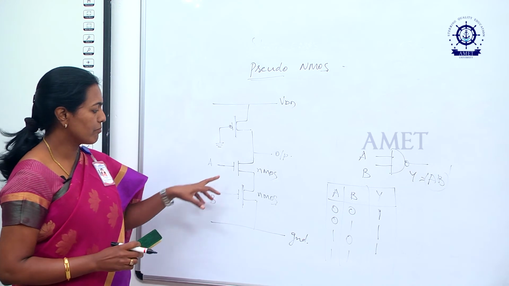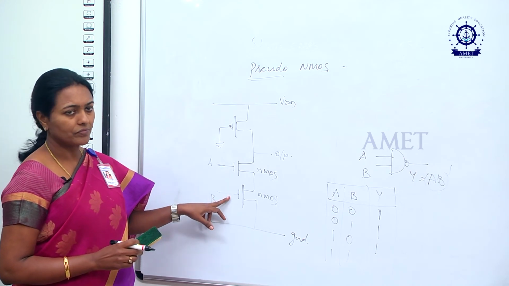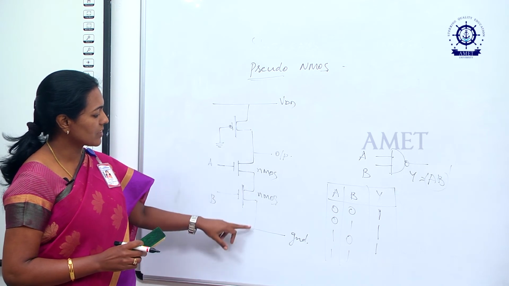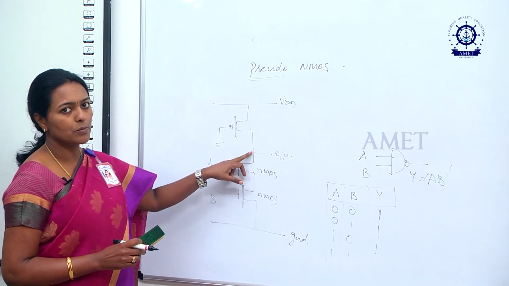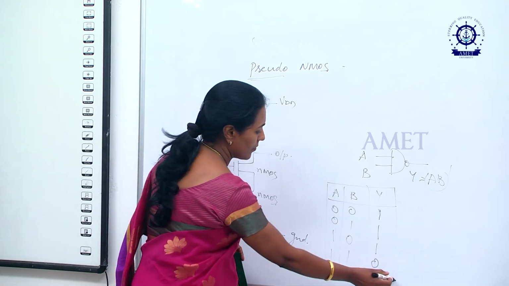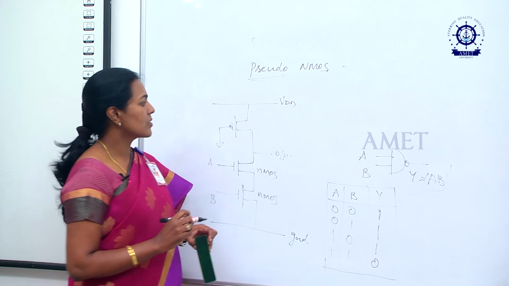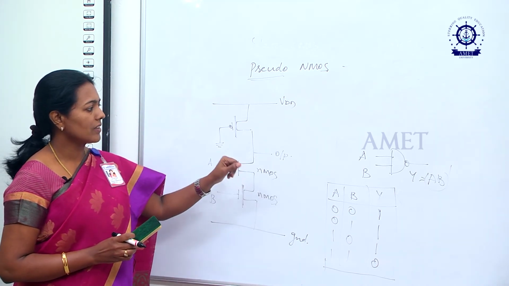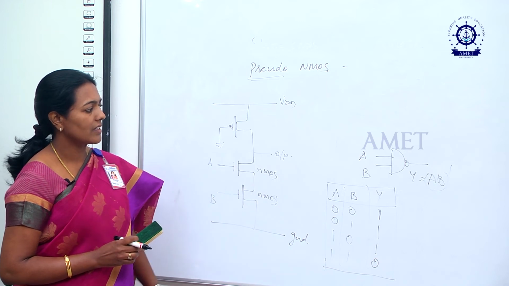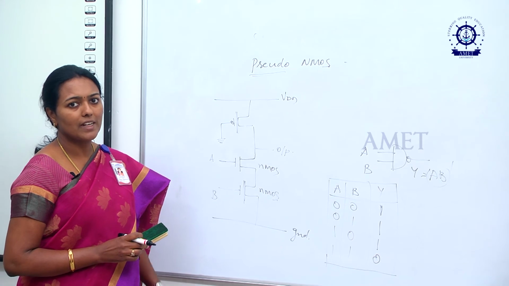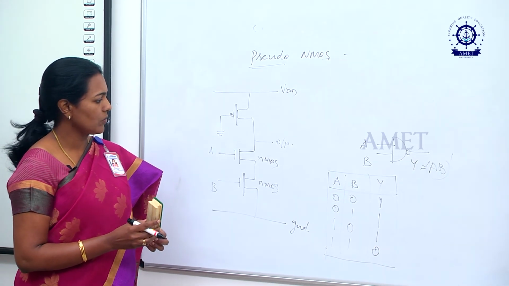Fourth case, if both the inputs are 1, here it conducts, so all the current will be flowing towards ground. You cannot take any output at this point. So, that output will be 0. So, this is the structure of pseudo NMOS. Using pseudo NMOS, we can construct this NAND gate. This will be applicable for 3 input NAND also, that we are going to see right now.